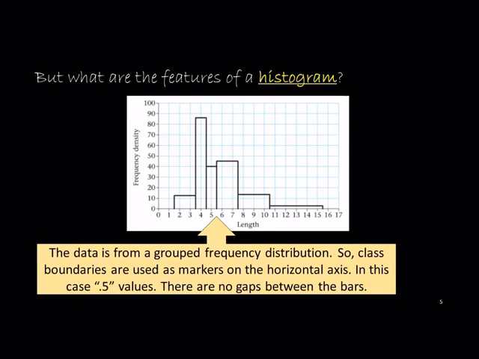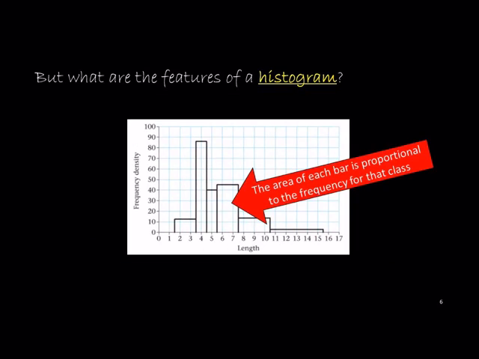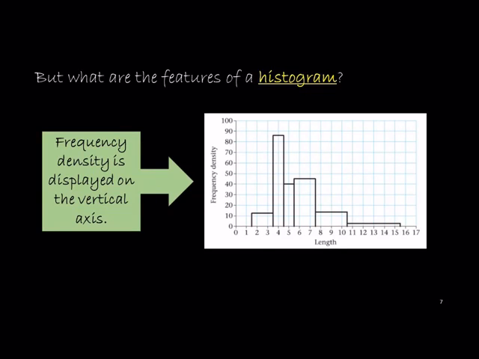The data is from a grouped frequency distribution, so the class boundaries are used as markers on the horizontal axes. We can see here, in this case, we have 0.5 values as our class boundaries, and there are no gaps between the bars of the histogram. The area of each bar is proportional to the frequency for that class. Frequency density is displayed on the vertical axes.